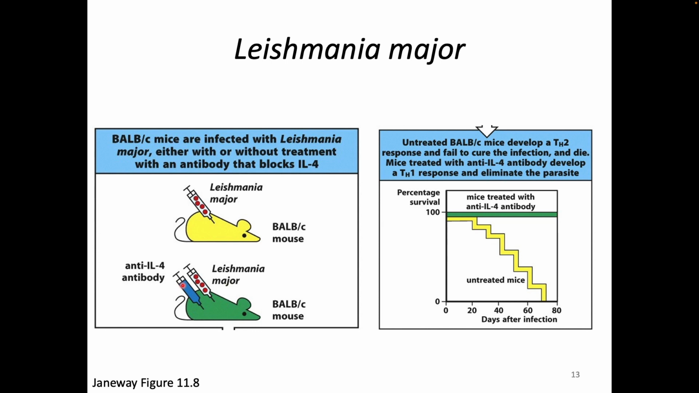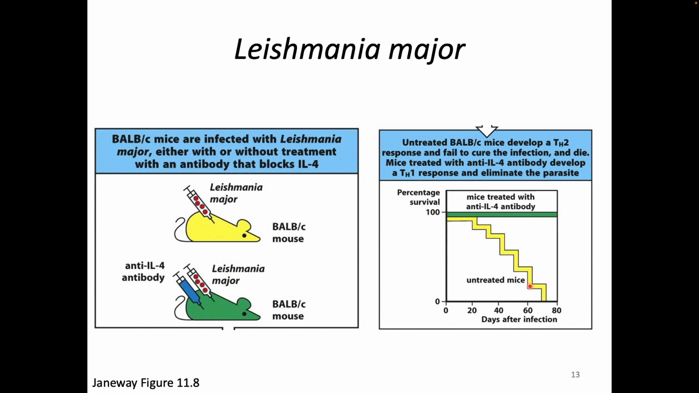So this is sort of one example to try to help you understand this. Here you can see two mice that are infected with a particular pathogen called Leishmania major. And if you take a mouse, just a standard everyday mouse, which is shown here as a yellow mouse, and you infect that mouse with Leishmania major, the mice are going to die of this infection. So you can see this is a survival curve. We see the percent of mice surviving at different days. Eventually we get to zero mice surviving because they have died due to this infection.